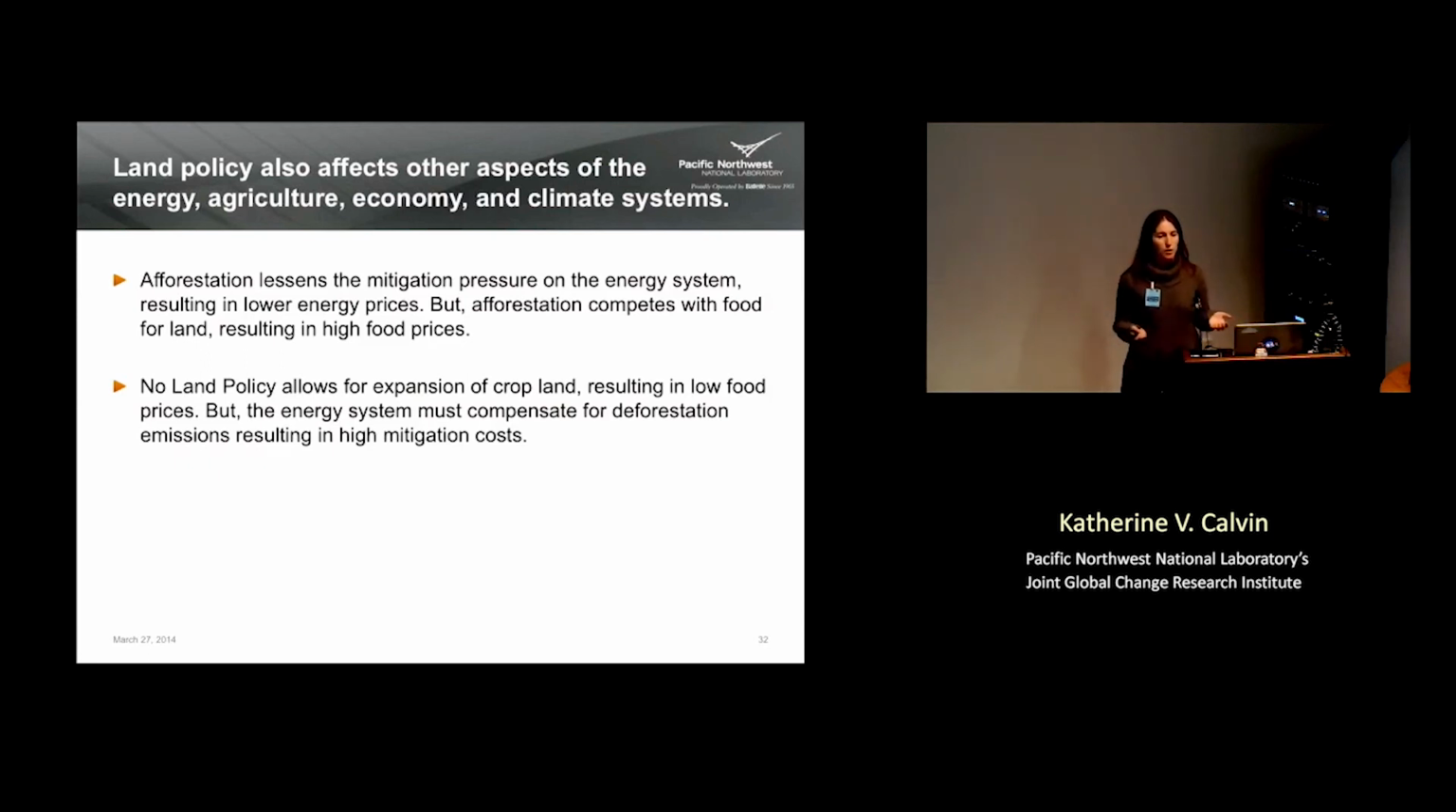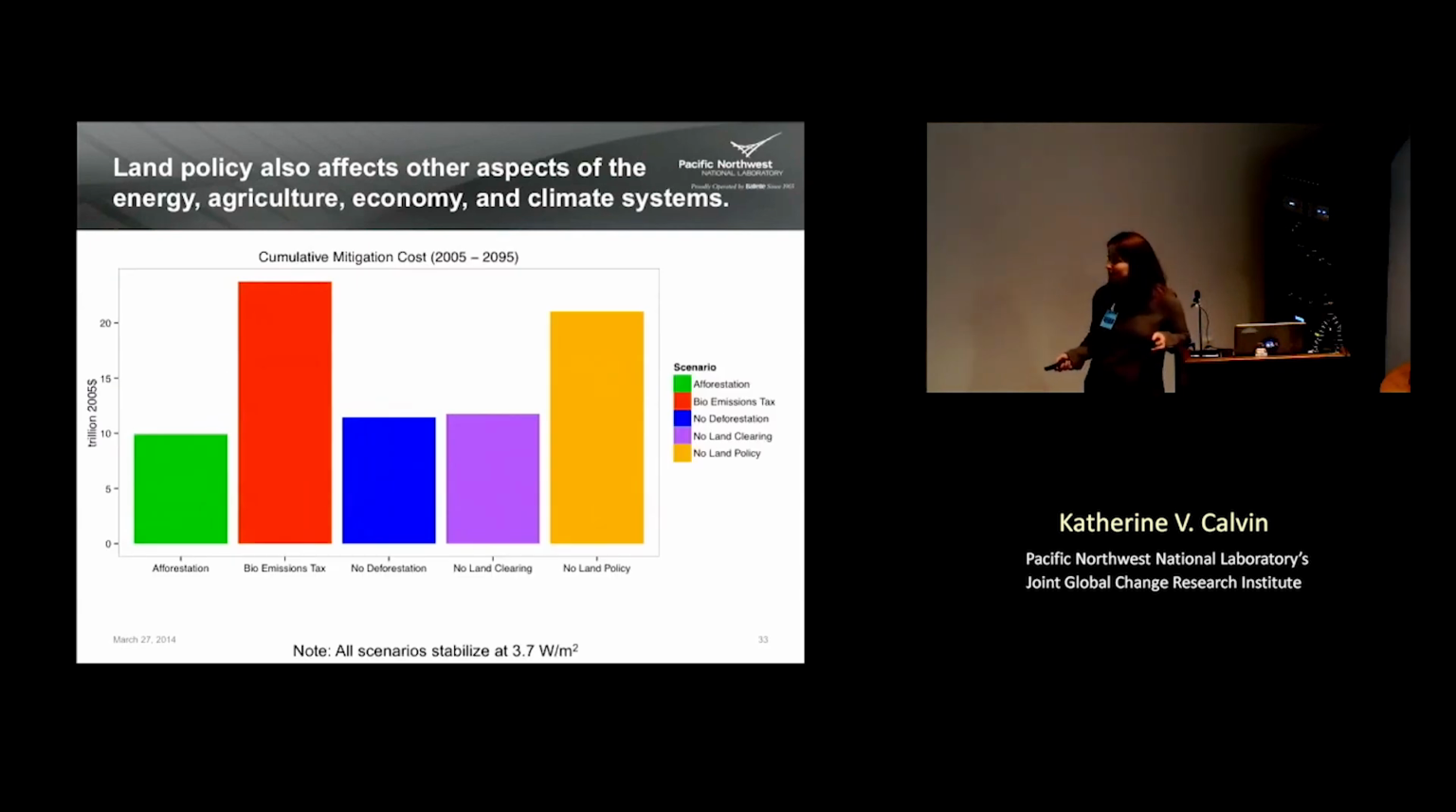Okay. The second finding is that no land policy, that's the one, had low food prices because we allowed expansion of cropland, we allowed you to do whatever you want at the land surface. You got really low food prices, but the energy system had to compensate for these deforestation emissions. So we got really high mitigation costs and really high energy prices. So the price of all of your fuels and electricity is really expensive in that case. Food is cheap, energy is expensive.